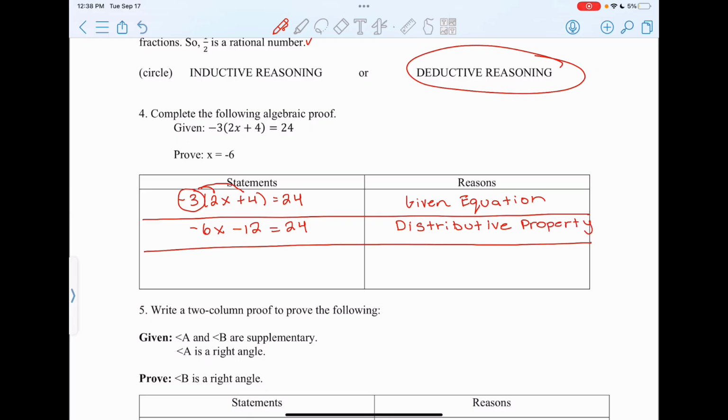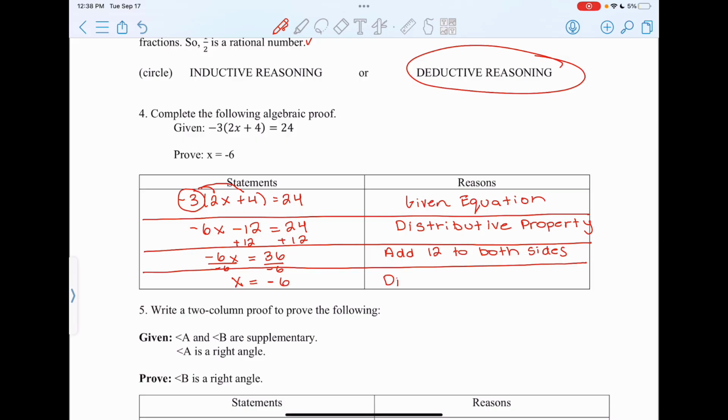Next, to get x by itself, I want to add 12 to both sides, which will leave me with -6x is equal to 36. And I got that by adding 12 to both sides. And then to get x by itself, I need to divide by -6, which will get me my proof statement, x equals -6. And I got this by dividing -6 to both sides.